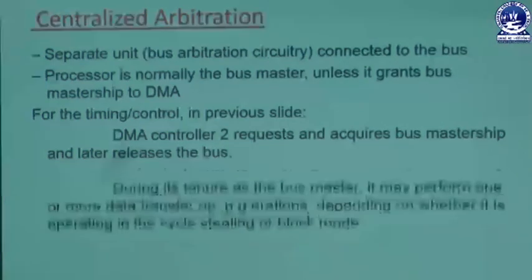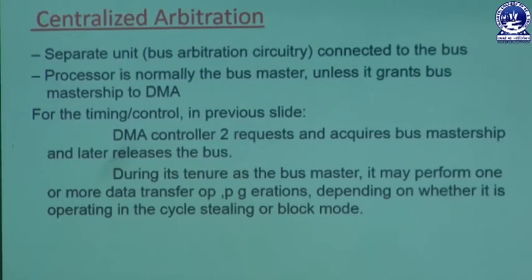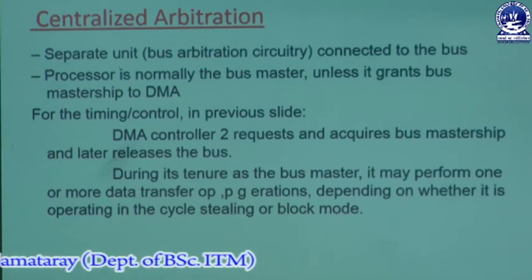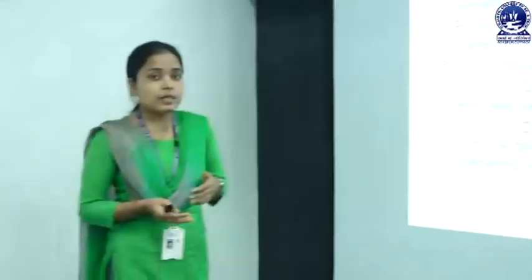Okay. And during this scenario, as the bus master, it may perform one or more data transfer operations depending on whether it is operating in the cycle stealing or in the block mode. So there are basically two data transfer modes. As I have discussed in the daisy chain, each device is associated with a code, and that determines in which mode the data transfer takes place. So here you can see that the data transfer may be in cycle stealing or the block mode. That is done by the bus master.